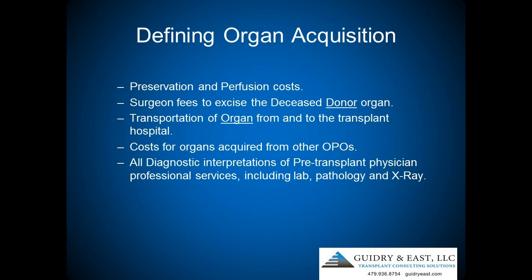Any preservation and perfusion costs, and for perfusion it includes obviously pulse perfusion costs, and for preservation it's the static preservation of organs, moving them and transporting them from point A to point B. Any surgeon fees to excise the deceased donor organ, the transport of organ from and to the transplant hospital, and any costs for organs acquired from other OPOs, and we call those imports, and all diagnostic interpretations of pre-transplant physician professional services. These include any type of pre-transplant physician interpretations for lab, pathology, X-ray, or other tests.